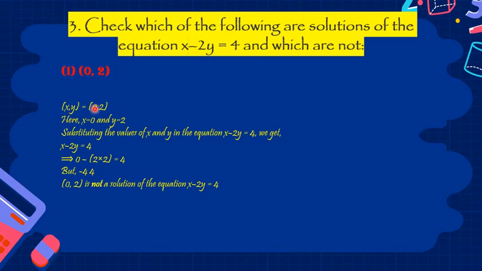x comma y is equal to 0 comma 2. Here x is equal to 0 and y is equal to 2. You can substitute by taking it like this. See here, putting the values 0 and 2, we will get minus 4, which is not equal to 4. So 0 comma 2 is not a solution of the equation x minus 2y is equal to 4. Take a screenshot and you can understand this.